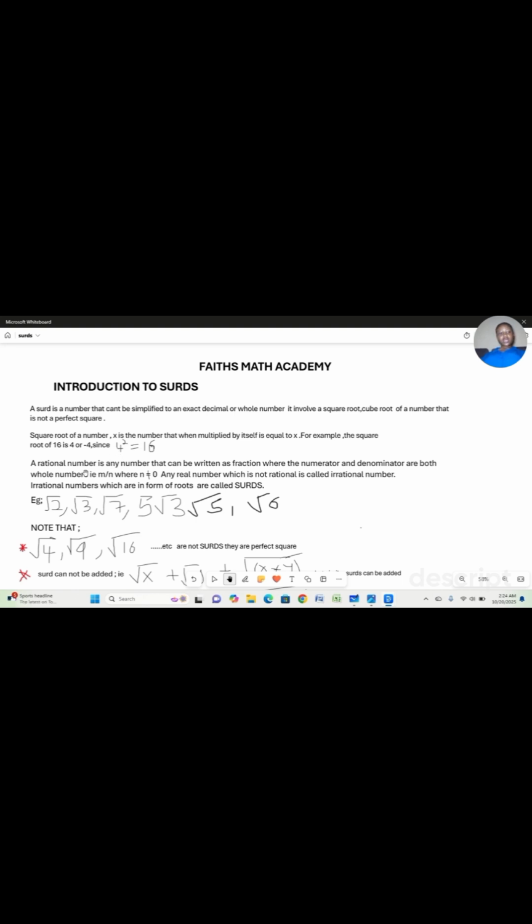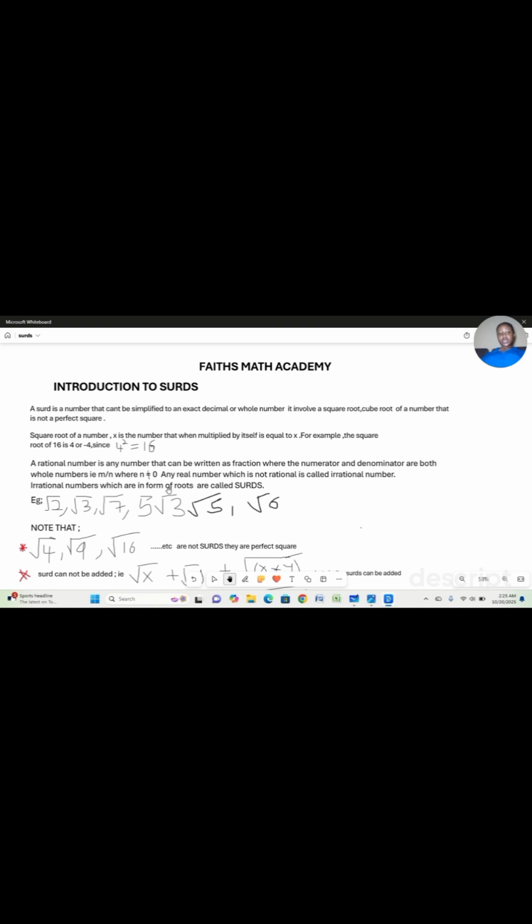9. A rational number is any number that can be written as a fraction where the numerator and denominator are both whole numbers, that is m over n, where n is not equal to 0. Any real number which is not rational is called an irrational number. Then any irrational number which is in the form of roots is also called a surd.